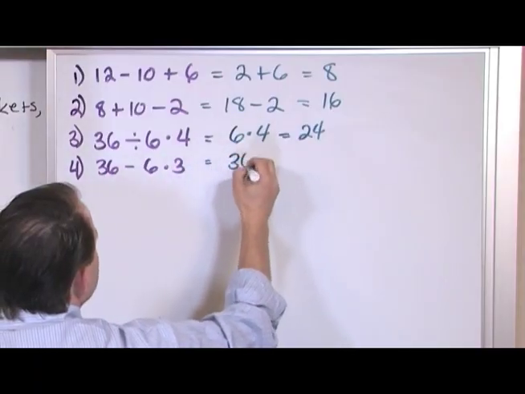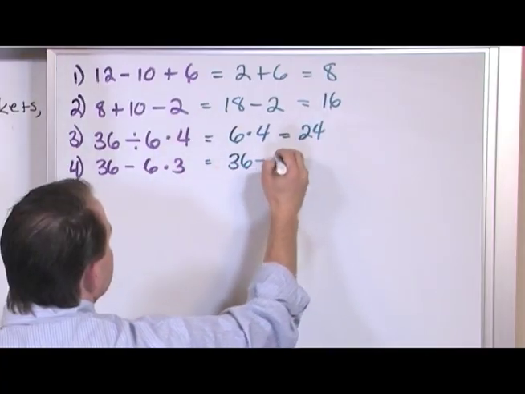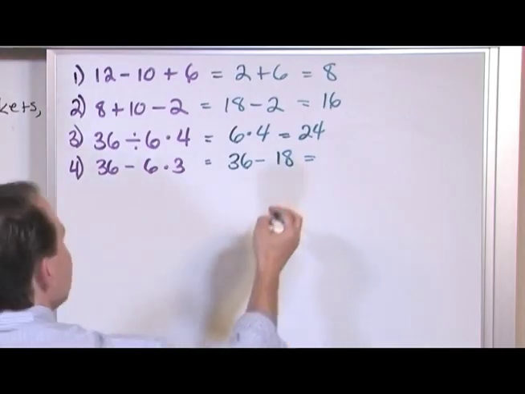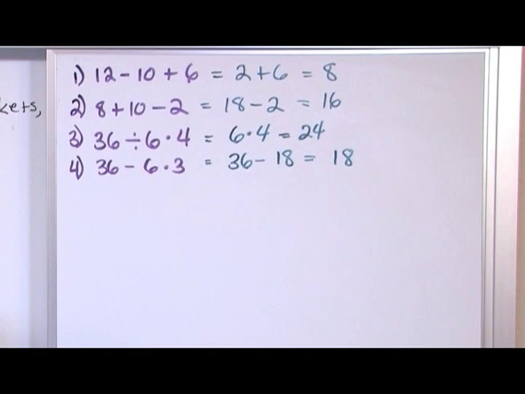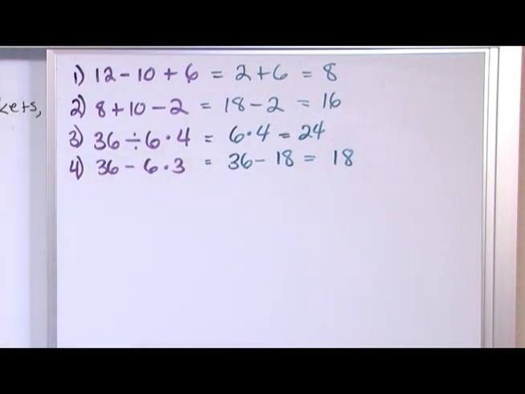So we just say 36 minus, we carry that over, we're not doing anything with it. 6 times 3 is 18. Now we can perform our subtraction. 36 minus 18 is 18. Now that's the answer. If you start doing this stuff in the wrong order, if you start doing the subtraction first and then do the multiplication, you're going to get the wrong answer.